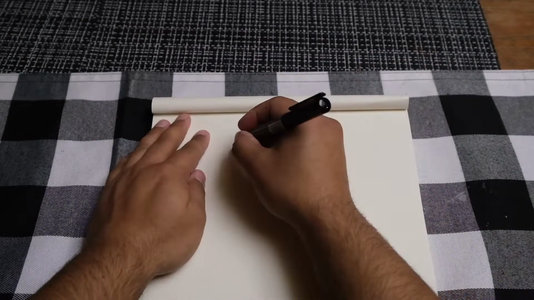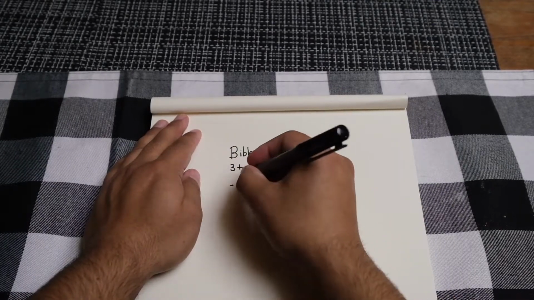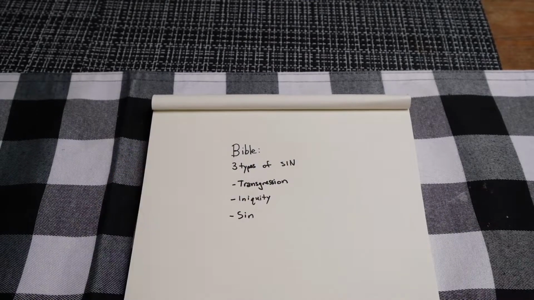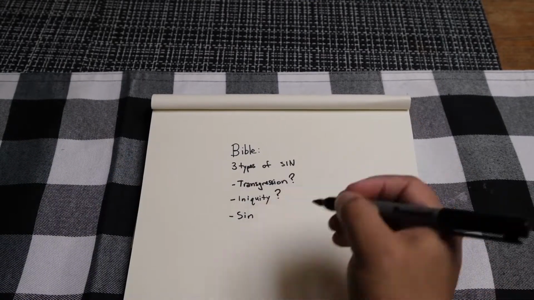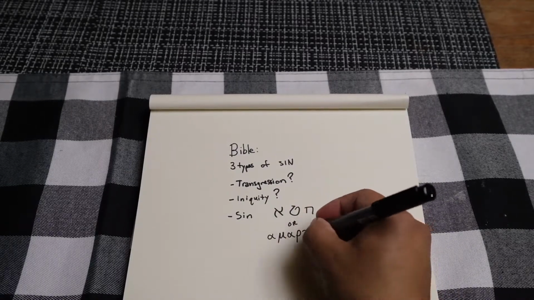So what does the Bible have to say about sin? Interestingly enough, there are 3 major words that the Bible uses to describe sin. The first one is transgression, 2, we have iniquity, and 3rd, the word sin. But these words obviously didn't come from the same language that we speak today. They came from Hebrew and Greek. And the word we're going to tackle today is sin itself. So in Hebrew that's chata, and in Greek that's hamartia.